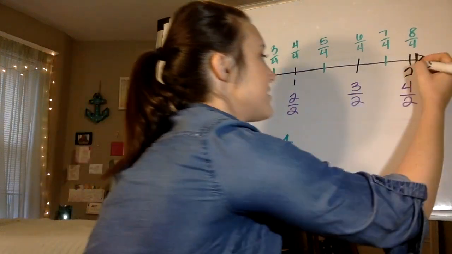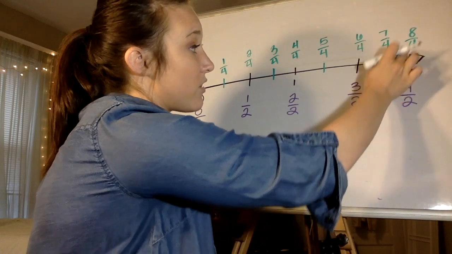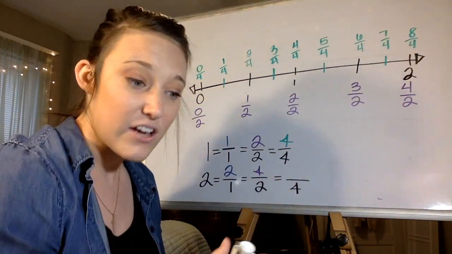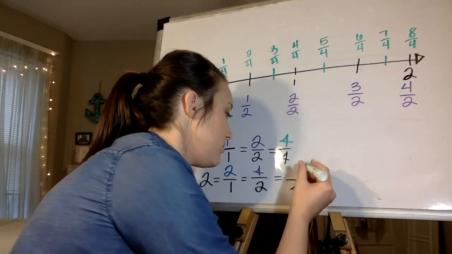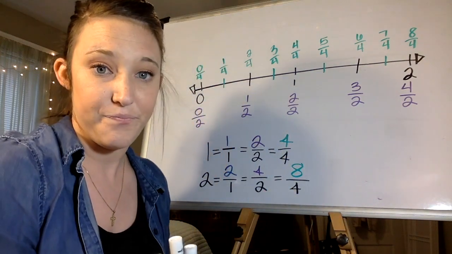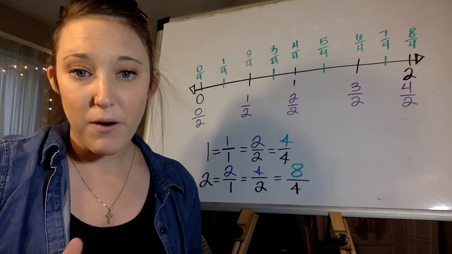Sorry, it looks like I erased it a little bit. So I'm going to go back to where my 2 wholes was, and I'm going to look up at where my fourths are. I have 8 fourths that are equal to 2. All right? So that is part 1.